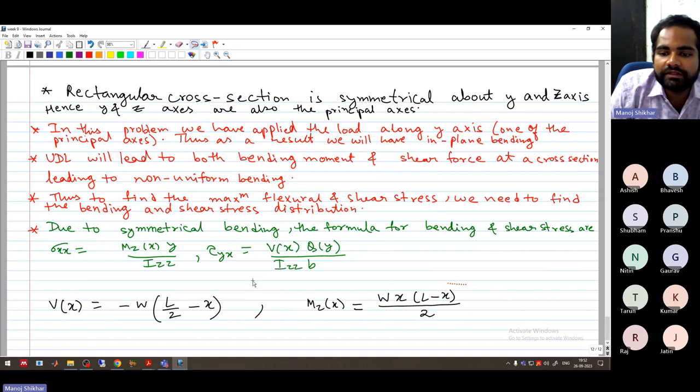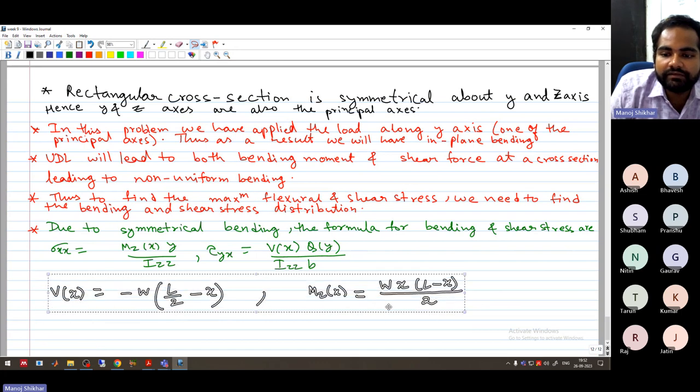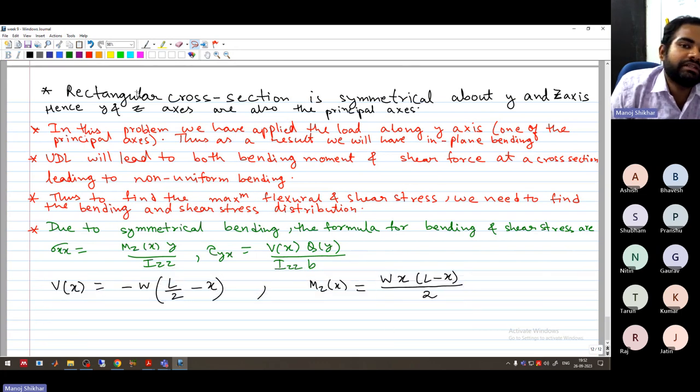There are different methods. One method is you can draw the BMD and SFD, and from there see at which point this will be maximum. The other option is to use calculus, so you can do dVx upon dx.